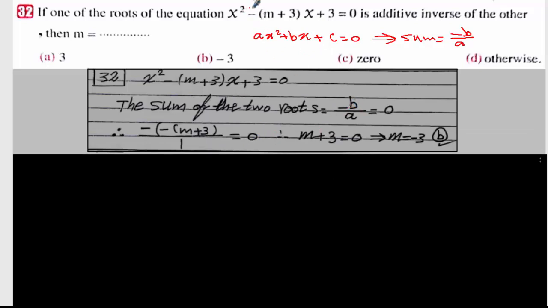Here, what is the value of b? B equals negative (m plus 3). And here we have negative b over a, negative negative (m plus 3) over 1 equals 0. Here a equals 1. So m plus 3 equals 0. That means m equals negative 3. And you will choose letter B.